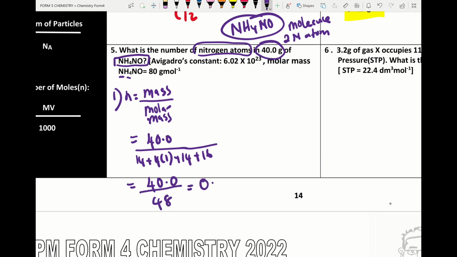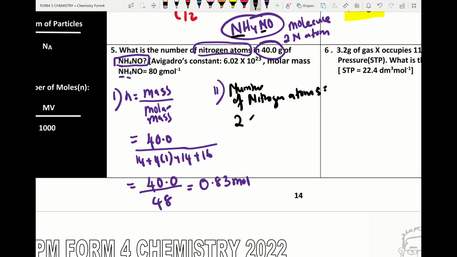So we will get the answer 0.83 mole. Alright, so the second step, we need to find the number of nitrogen atoms in this compound. So we go for number of nitrogen atoms. Right, nitrogen atoms. So in this compound NH4NO3, we have 2 nitrogen atoms.